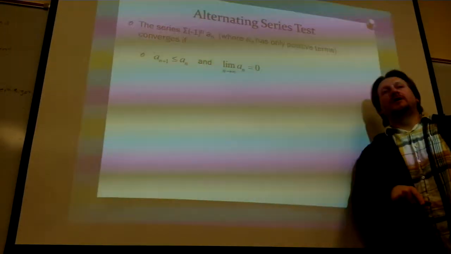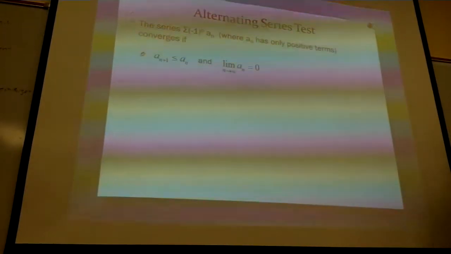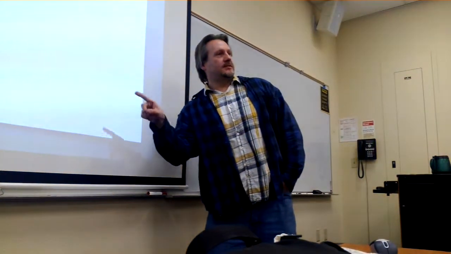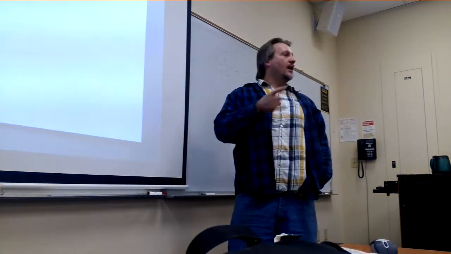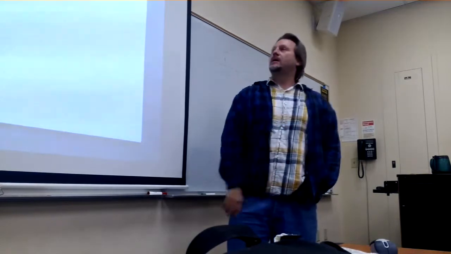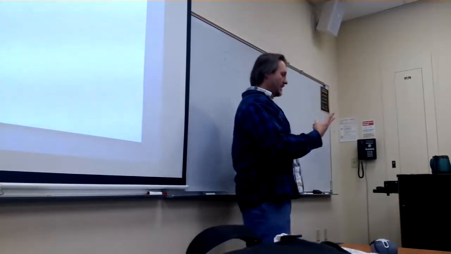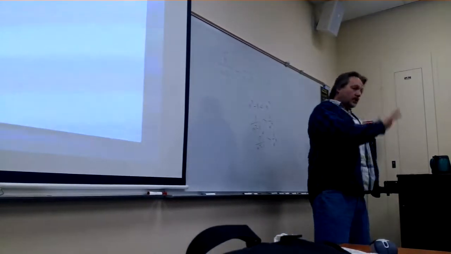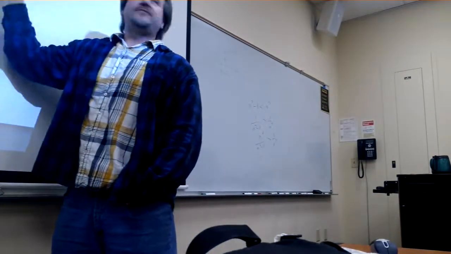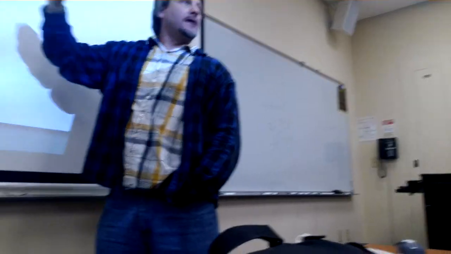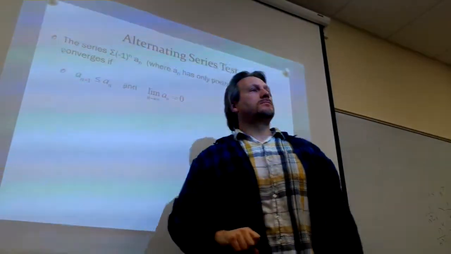You can't have two or three of them positive and then a negative thrown in there once in a while, or negative, negative, plus, negative, plus. It's got to be alternating every other term. That's a requirement. And then the two things that are required to get convergence: the limit of the terms that are positive has to go to zero, so ignore the plus-minus game, and it's got to be decreasing.